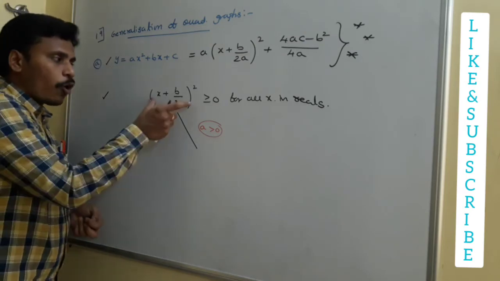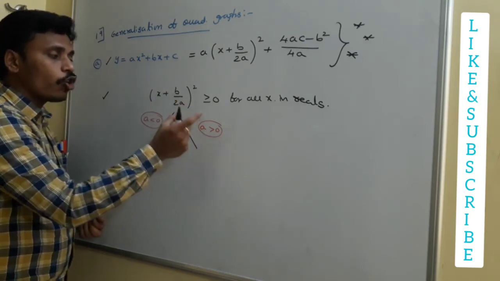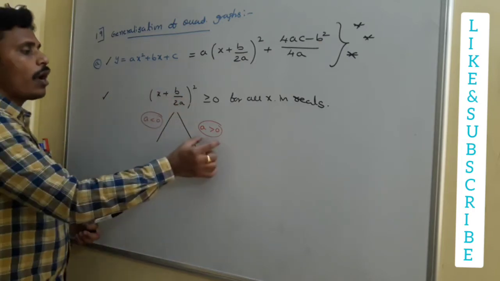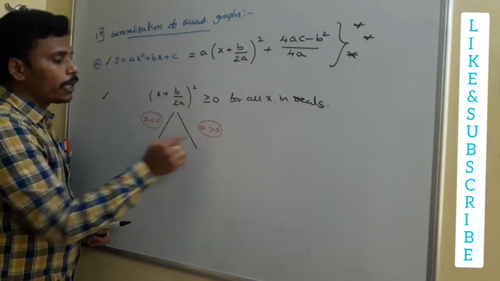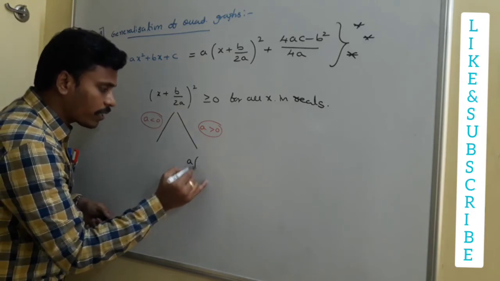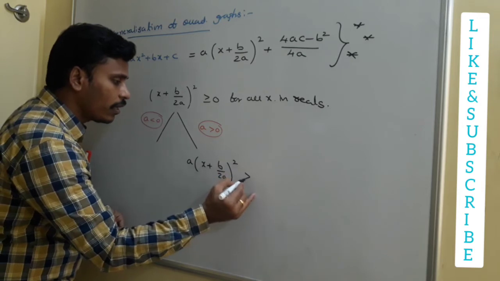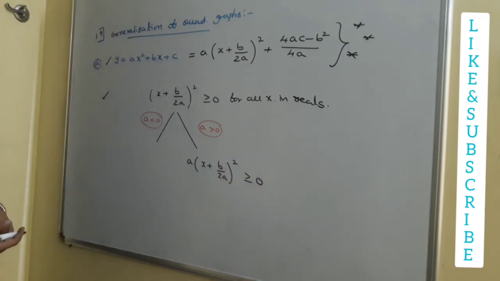Okay. This is positive, and a greater than 0 means a is also positive. This (x + b/2a)² is positive and a is positive. If you multiply two positive numbers, the result a(x + b/2a)² is still positive. Clear? Very clear.